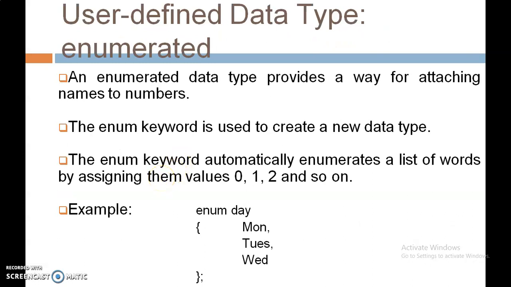The next user-defined data type is the enumerated data type. It provides a way of attaching names to numbers. That means the enum keyword is used to create a new data type, and it automatically enumerates a list of words by assigning them values 0, 1, 2 and so on. This is the example: enum day in curly braces, Monday, Tuesday, Wednesday. Here Monday will be assigned value 0, Tuesday value 1 and Wednesday value 2.